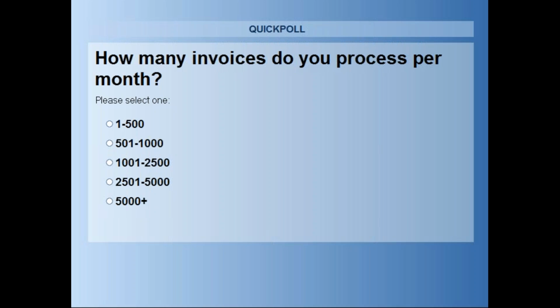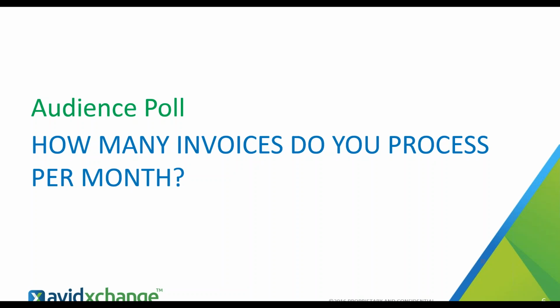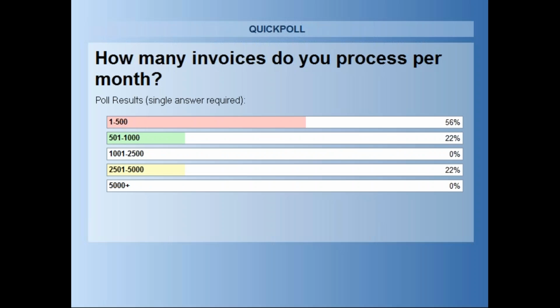All right, we're going to get ready to push down this vote. 5, 4, 3, 2, 1. Looks like 82% of you know the answer. It looks like there is a smaller volume of 1 to 500. 22% are in the other two brackets.